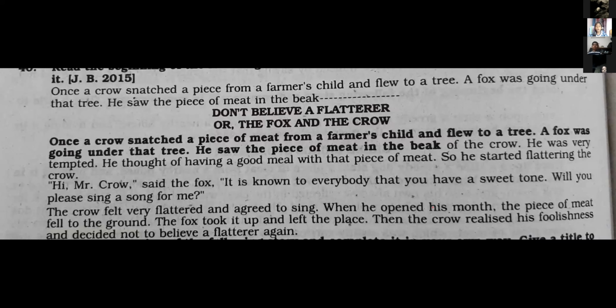When he opened his mouth, the piece of meat fell on the ground. The fox took it up and left the place. The crow realized his foolishness and decided not to be deceived by flattery again. Mashallah, very good, very nice.